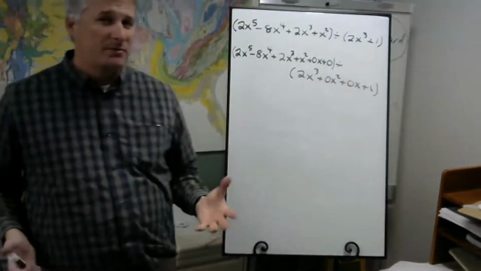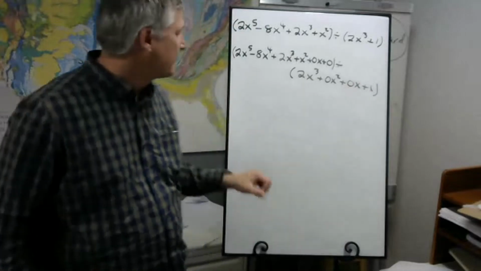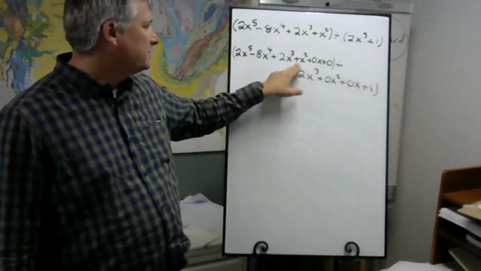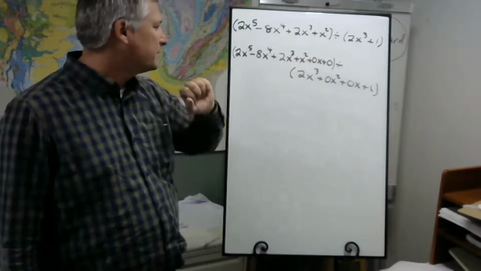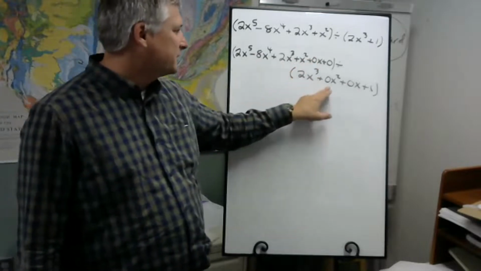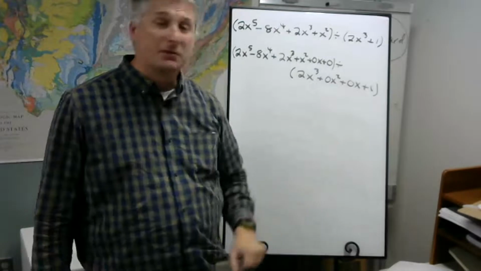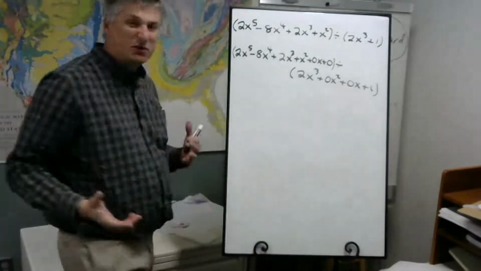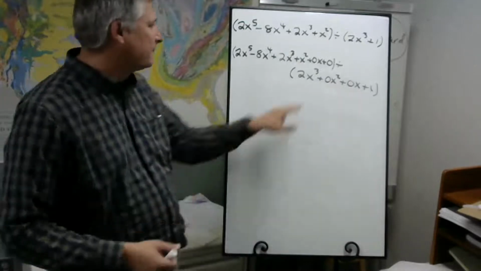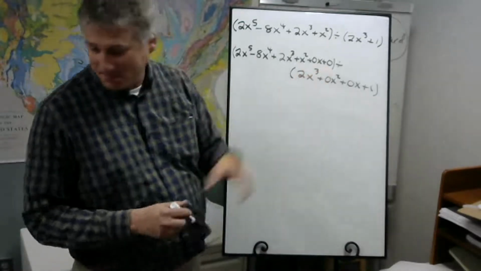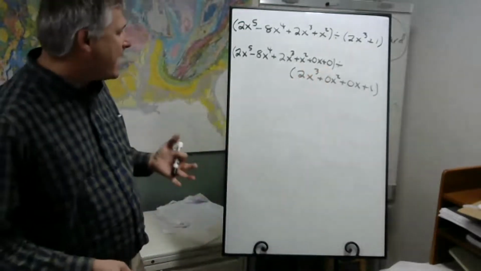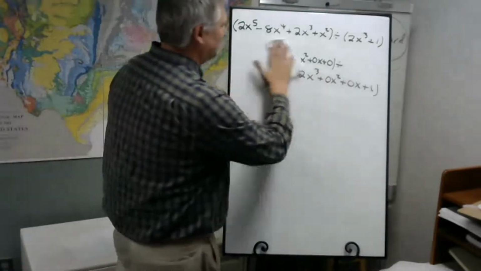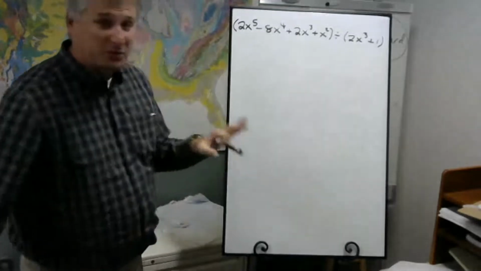So now we have all the missing terms accounted for. Degree 5, degree 4, degree 3, degree 2, degree 1, degree 0, and degree 3, degree 2, degree 1, degree 0. We filled in these missing terms by using 0x squared, 0x, and 0. So now that we have them there, let's do our division. It's going to get a little cramped in here.